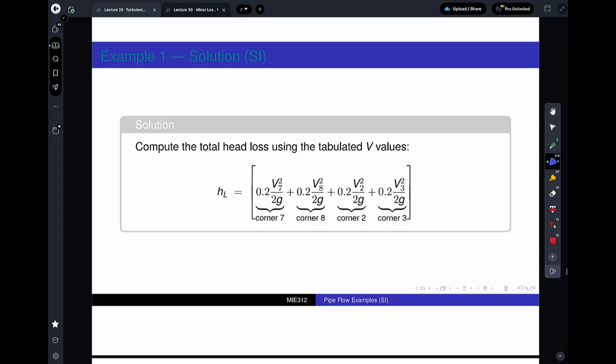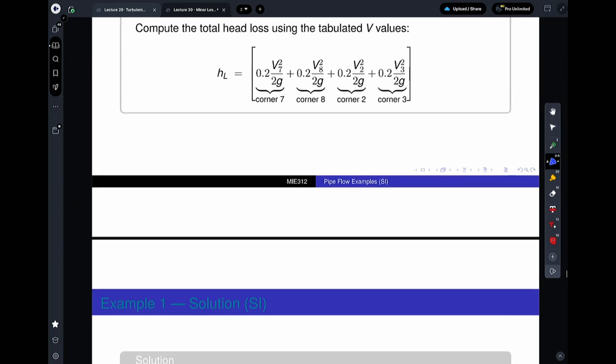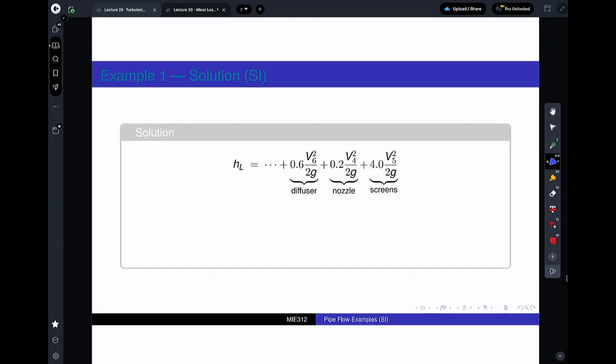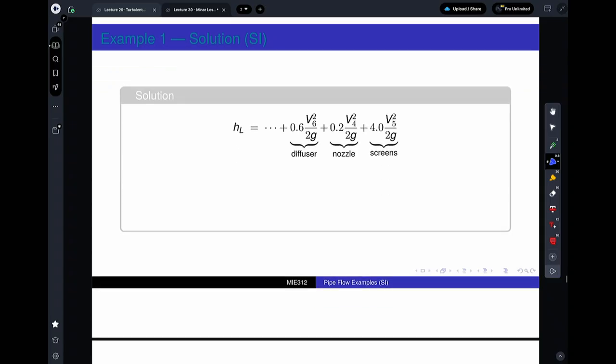Calculate all of the minor losses using the tabulated values, and you'll notice that at each of the sections, V7, V8, V2, V3 is used for that component. So I don't have a universal value, so I have to make sure I know what my velocity is at each of those points. And we calculated that in the table. And you continue with the rest of the tabulated values.